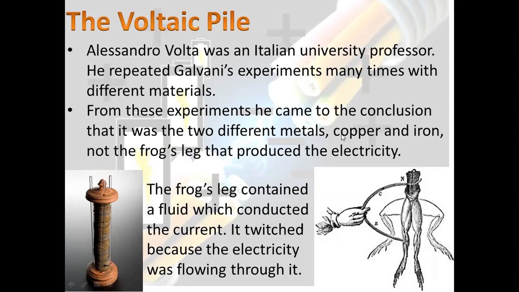Oh, very good. Thank you, Laith, for your participation. Now, this is the explanation of why the legs were moving up and down. Alessandro Volta was the Italian university professor. He did these experiments many times. He used many different materials. He tried aluminum, he tried bronze, but he finally concluded that it is the copper and the iron which conduct the electricity well.